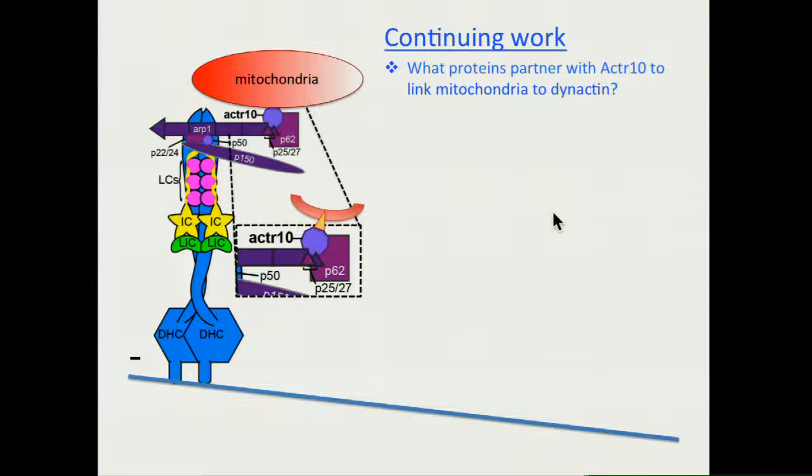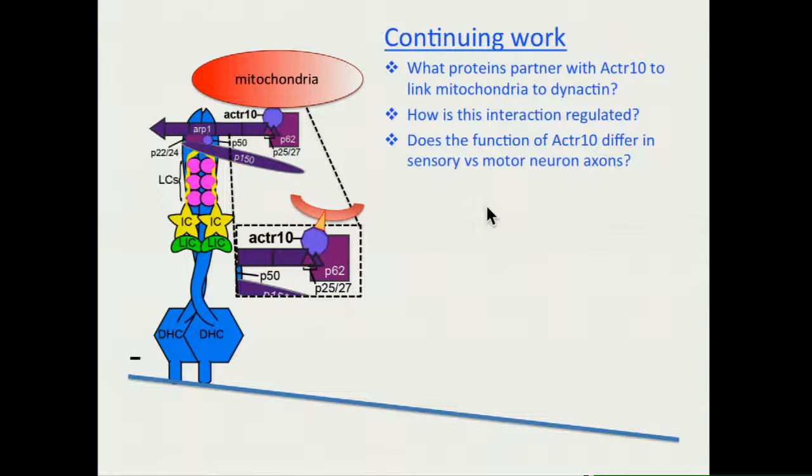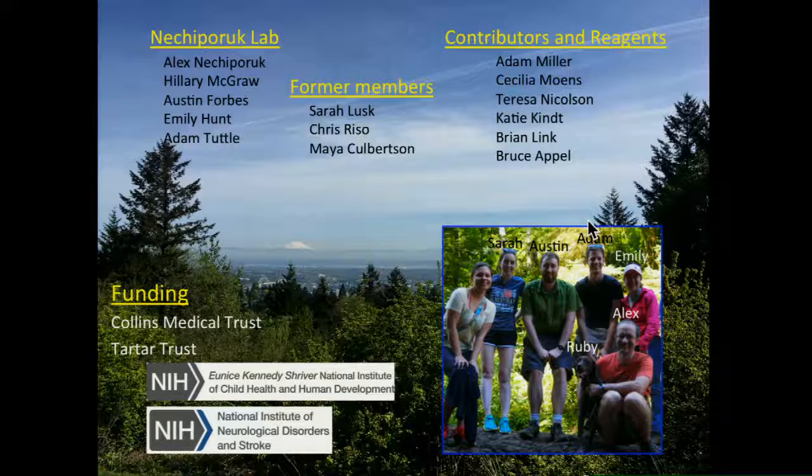We're taking a candidate gene approach as well as doing some mass spec analysis of interactors to identify the proteins working with ACTR10 in this process. In addition, I'm hoping this gives us some insight into how this interaction is regulated. And I'm also really interested in the potential difference in function for this protein in sensory versus motor neurons.